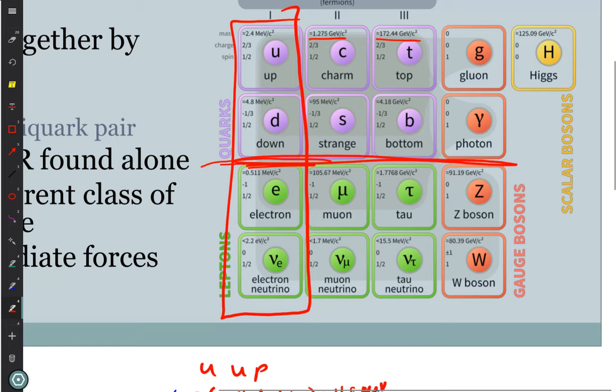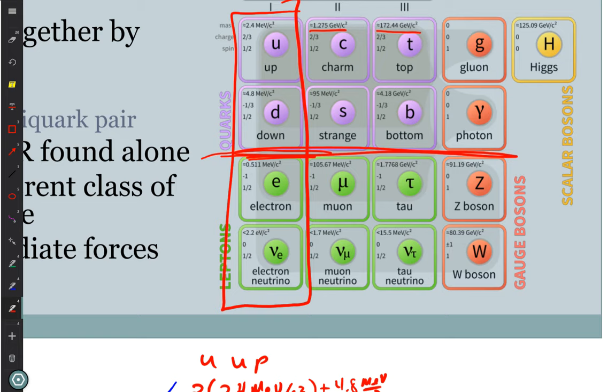Okay, the leptons. The leptons are different from the quarks in that they do not interact via the strong nuclear force. The quarks do interact via the electromagnetic force, but in terms of strength, the electromagnetic force is much weaker.